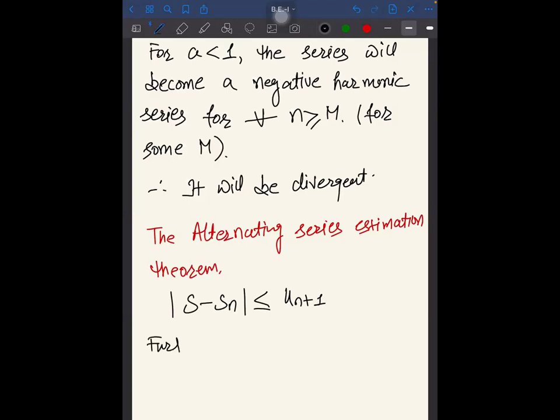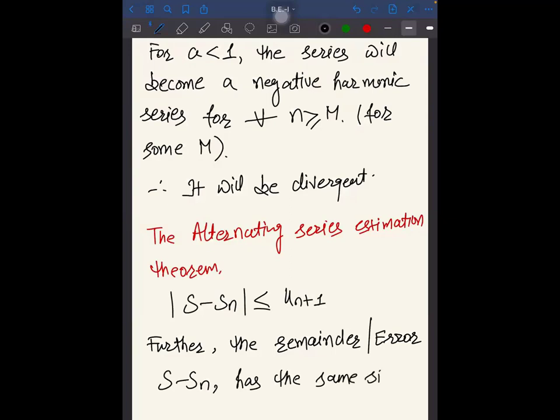So the last part of this theorem was further: the remainder, or the error. We may call it remainder or error. Further, the remainder or error, and we generally call it error, that is s minus sn, has the same sign as the first unused term. So it says that if the difference of s and sn is positive, then the first unused term is positive, and if it is negative, the first unused term is negative.